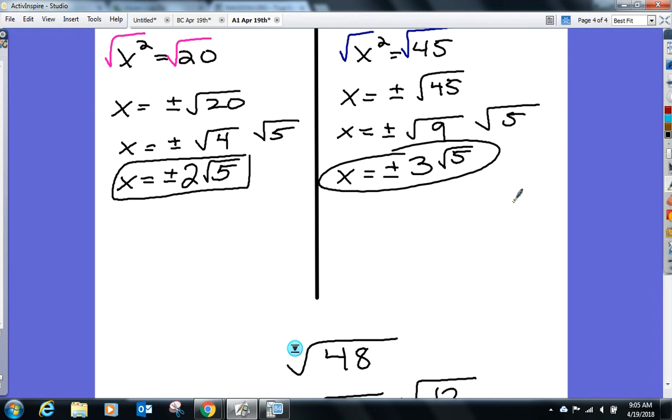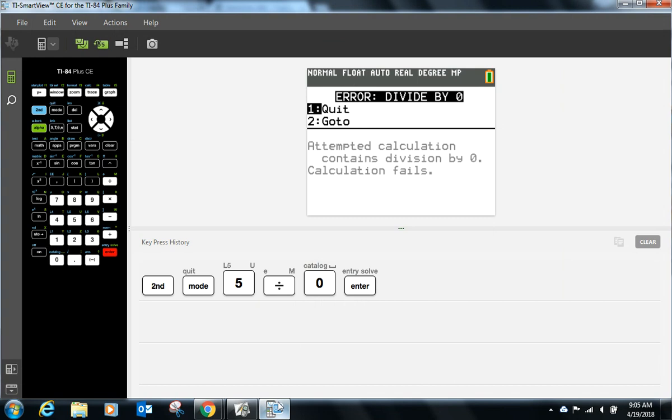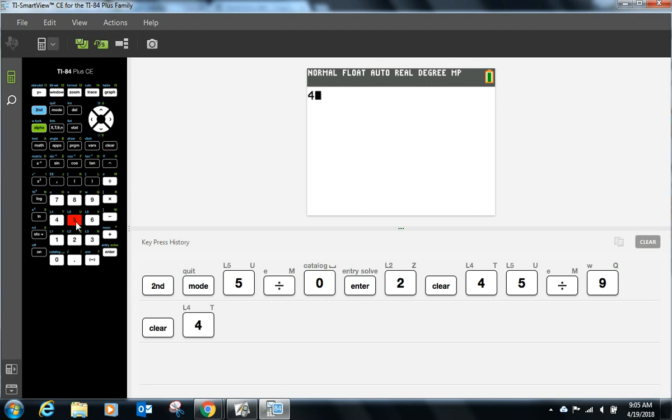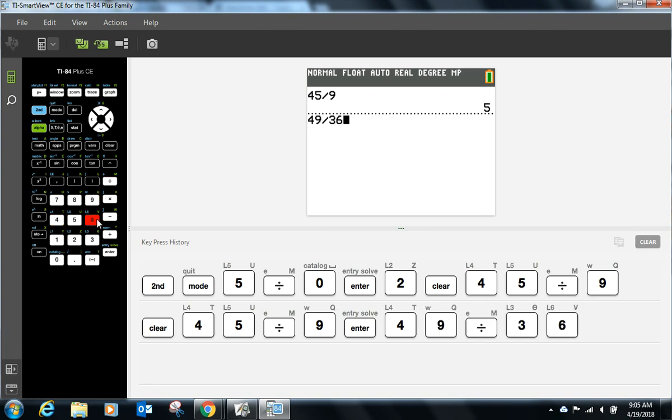Here's what I mean by evenly. 45 and we pick 9, right? Got 5. Let's say you pick 36. Oh, look at all that garbage at the end here. That means it doesn't go in evenly. Okay, that's what I mean by goes in evenly.